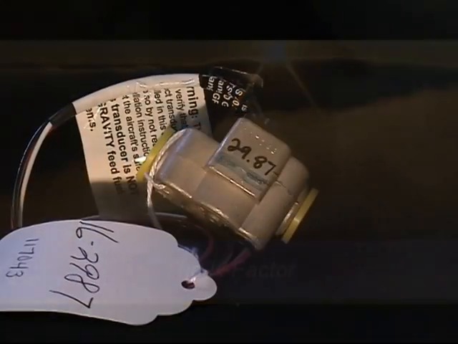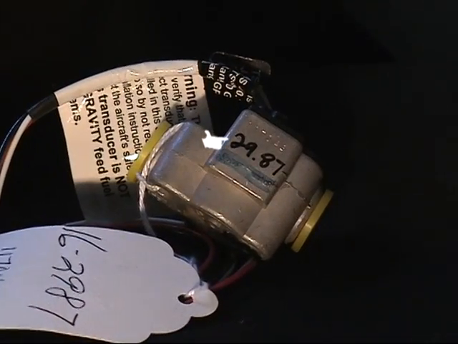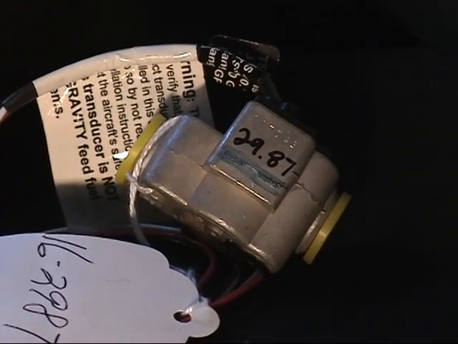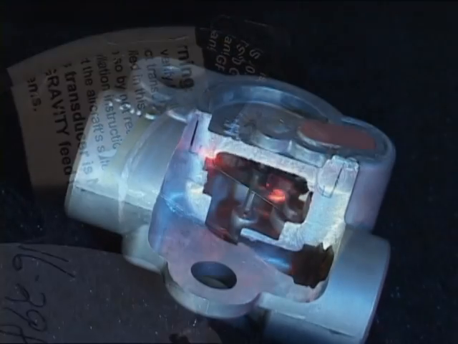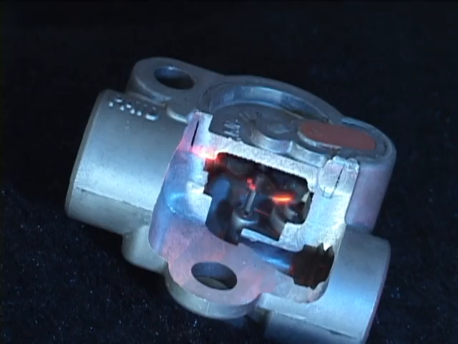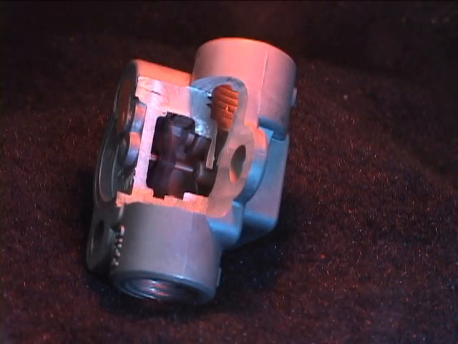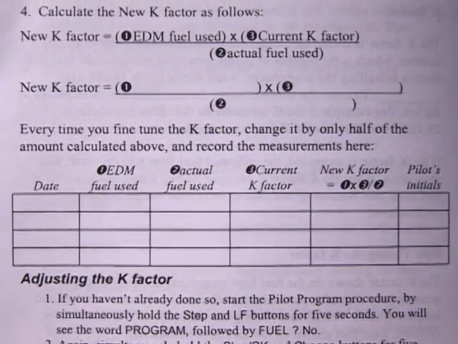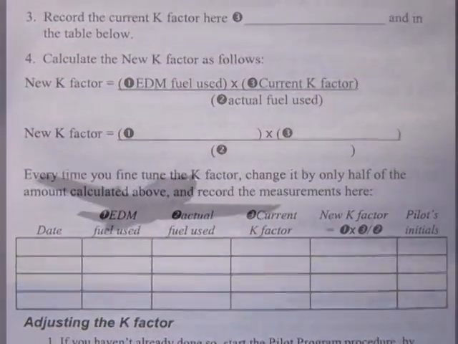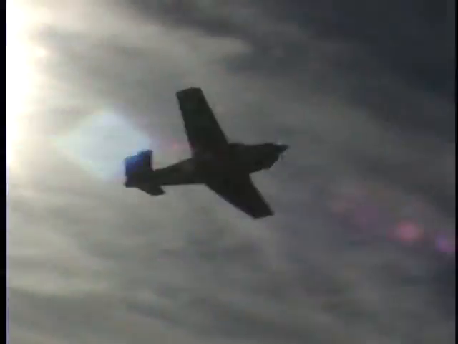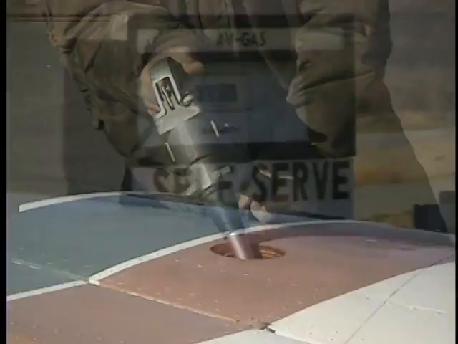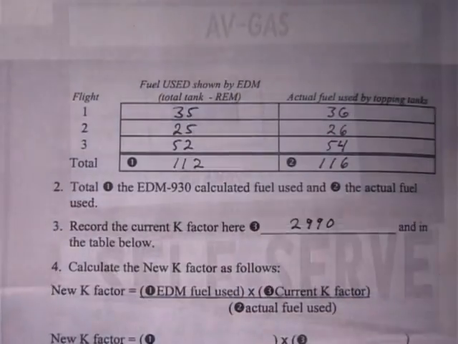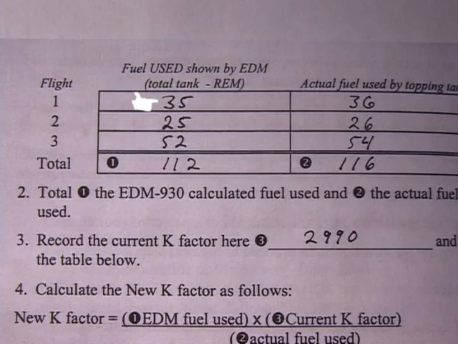The K factor is shown on the fuel flow transducer as a 4-digit number, which is the number of pulses generated per gallon of fuel flow. You may have to do one-time fine-tuning of the K factor setting in the EDM 930. Make at least 3 flights and note the amount of fuel used as shown by the EDM 930, and the amount of fuel used when topping the tanks.